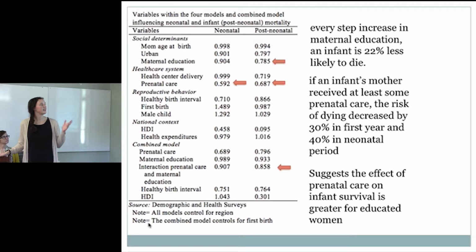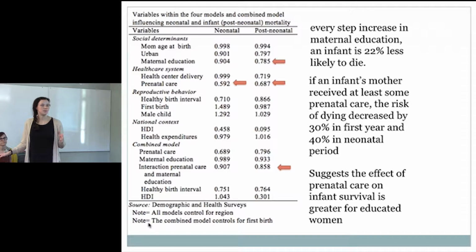Another thing of note is the prenatal care, and this is just from the mother saying she's had no prenatal care at all, or any prenatal care. Just attending once has a pretty significant impact on the child's life, and even more so in that very first month.